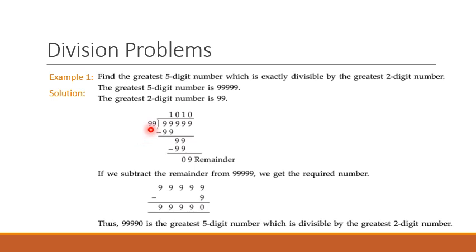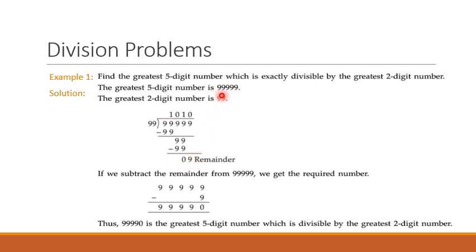So 99 ones are 99. When we subtract, nothing is left. I bring down 9. So it is not divisible, so I put a 0. Then I bring down the next 9. Again it becomes 99. So 99 ones are 99. Then bring down this 9. It's not divisible. So write a 0 here. And then remainder is 9. So we will get quotient as 1010 and remainder as 9.